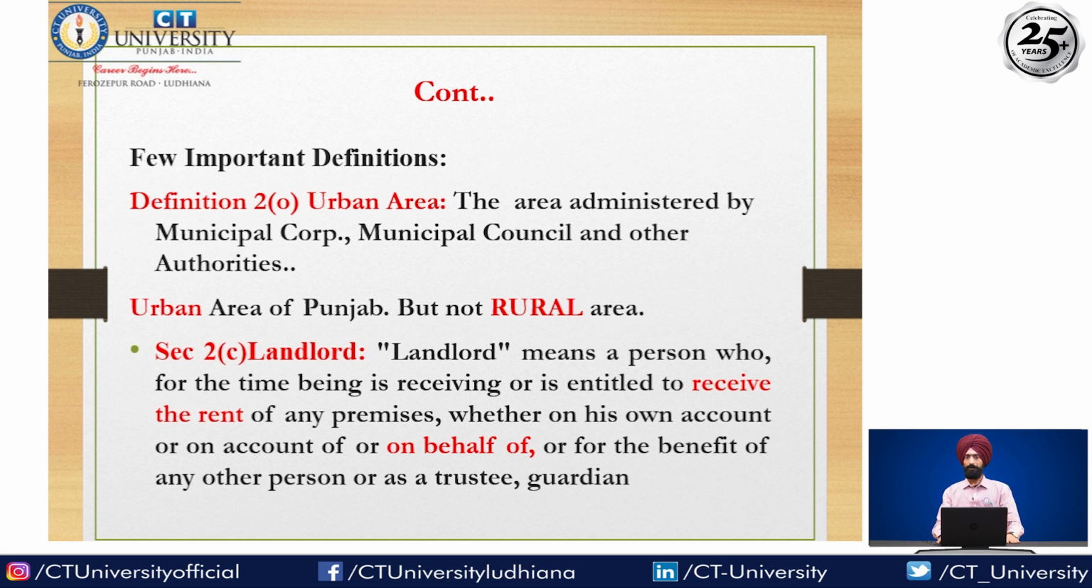Suppose there is a property situated in the Ludhiana urban area, and Mr. A is the real owner of the property but residing in Canada, and Mr. B, who is the elder brother of A, is residing in the same property situated in Ludhiana city. Mr. B lets out the same property to Mr. C. So in that transaction, Mr. C is the tenant of Mr. B, and Mr. B has an authority to let out the property and to collect the rent on behalf of Mr. A, who is presently residing in Canada.